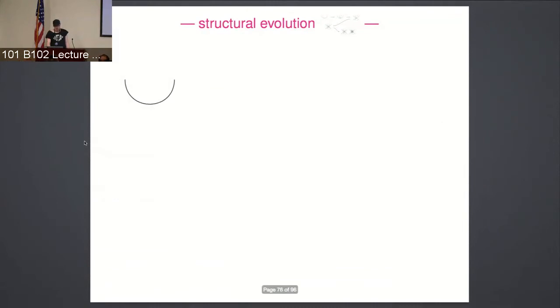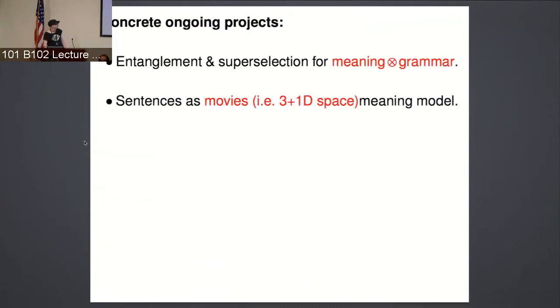So far I've talked about, in my process theory language, wires and multi-wires, which are spiders. And so we've done some stuff with them. We represent classical structure in quantum mechanics. I think we didn't do this here because of time. We represent language structures, we do the same thing.